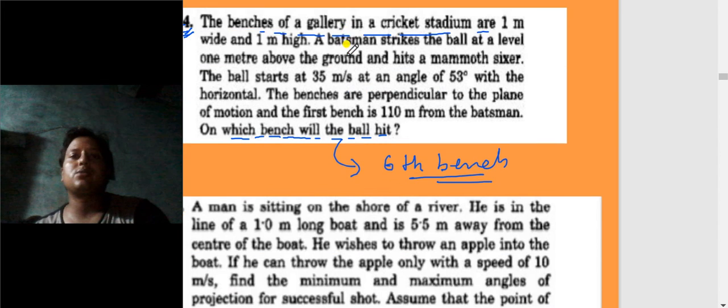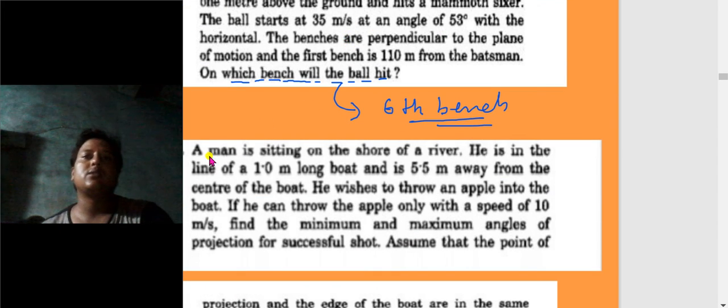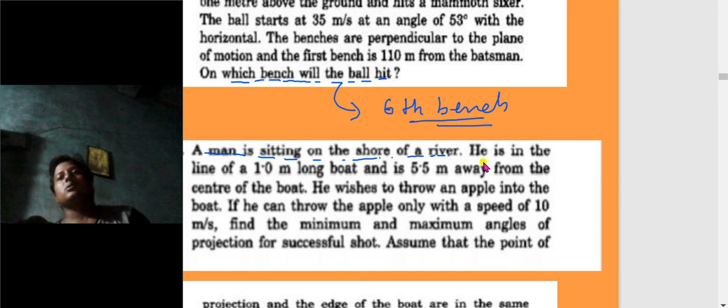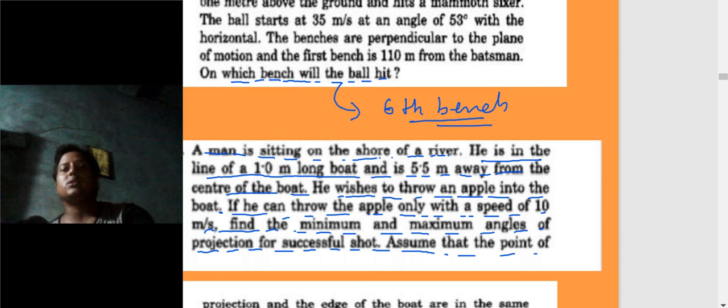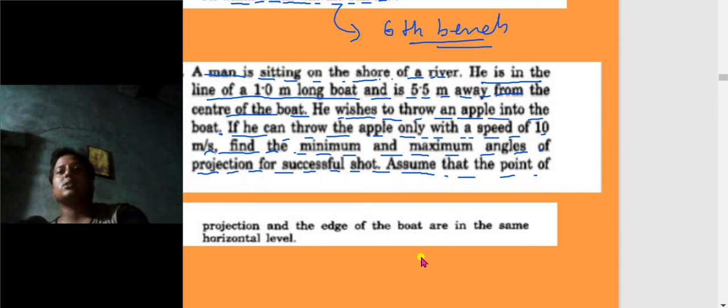Now in next question, question number 45. A man is sitting on the shore of a river. He is in line of a 1 meter long boat 5.5 meter away from the center. He wishes to throw an apple into the boat. If he can throw the apple only within a speed of 10 meter per second, find the minimum and maximum angles of projection for successful shot. Assume that the point of projection and edge of boat are in the same horizontal level.